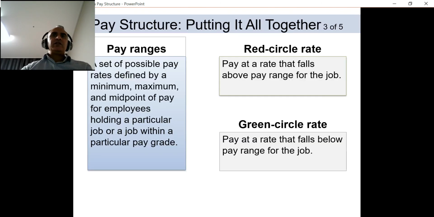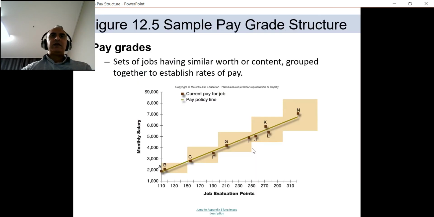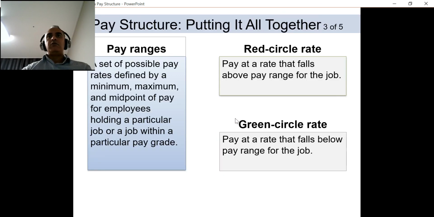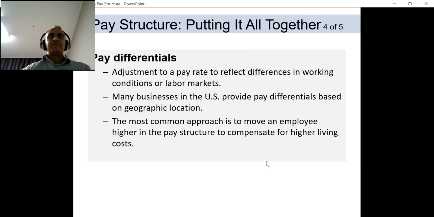So when we're talking about pay ranges, we have to talk about the red circle rate, which is a pay at a rate that falls above pay range for the job. So that means probably someone is getting paid way more, although he's not suitable for that payment. And also green circle rate, which is a pay rate that falls below pay range for that job. So it's also much lesser than that.